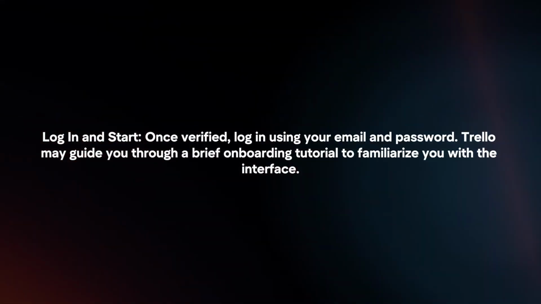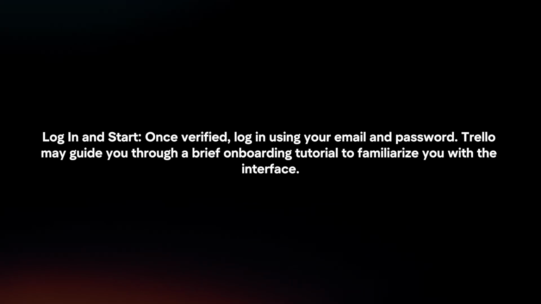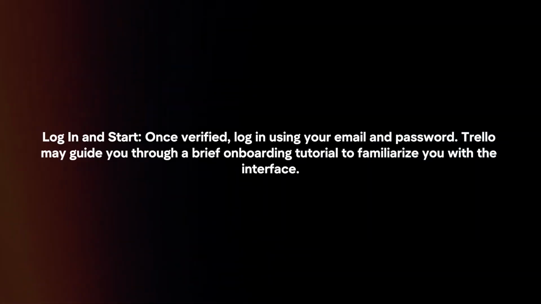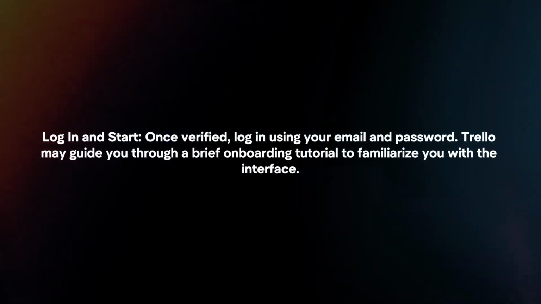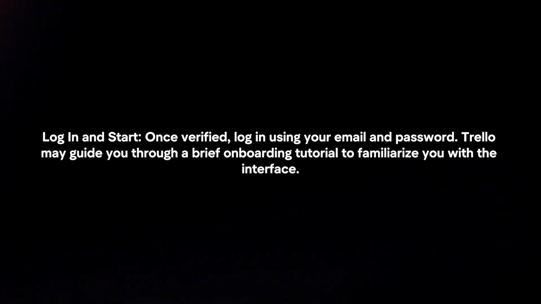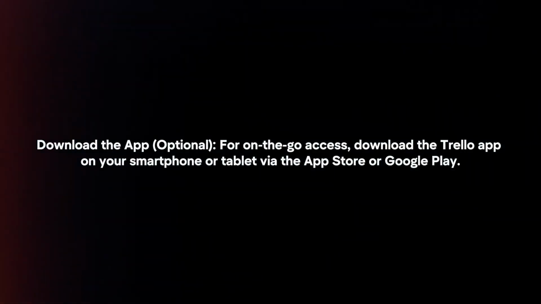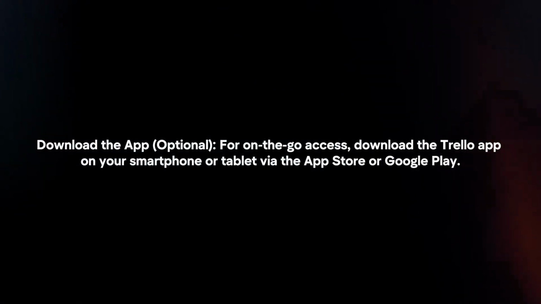Log in and start. Once verified, log in using your email and password. Trello may guide you through a brief onboarding tutorial to familiarize you with the interface. Download the app. For on-the-go access, download the Trello app on your smartphone or tablet via the App Store or Google Play.